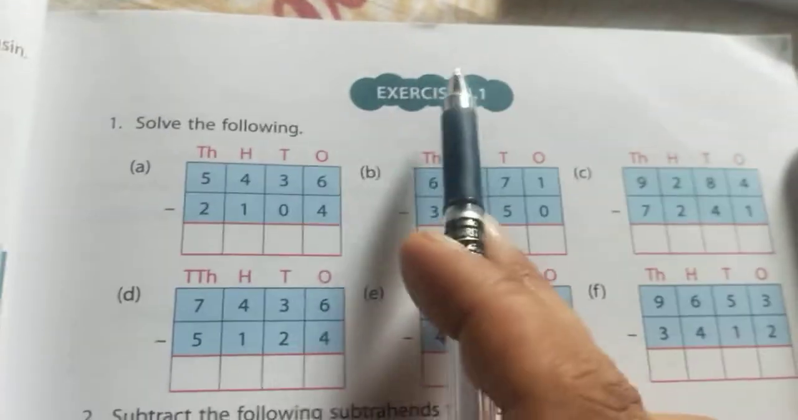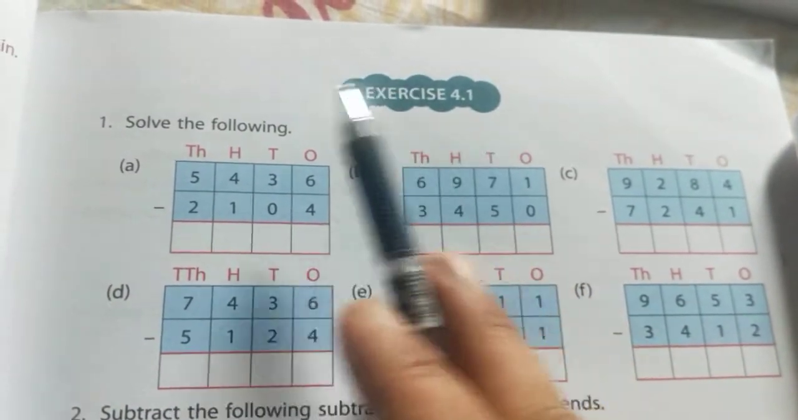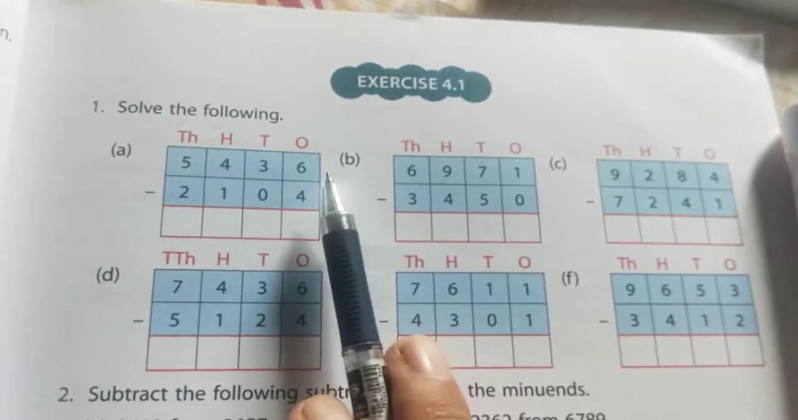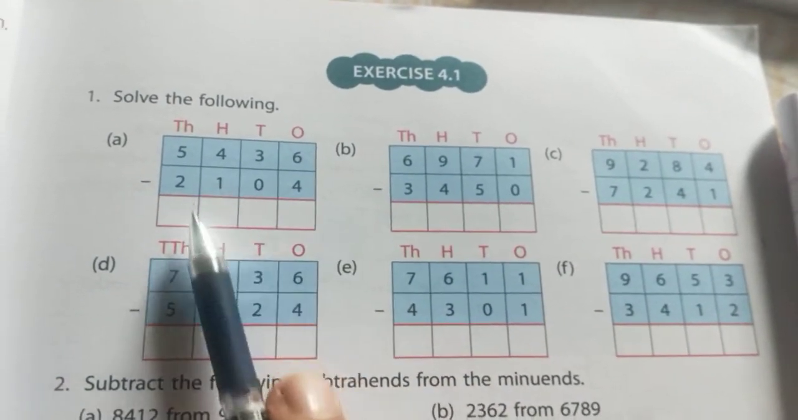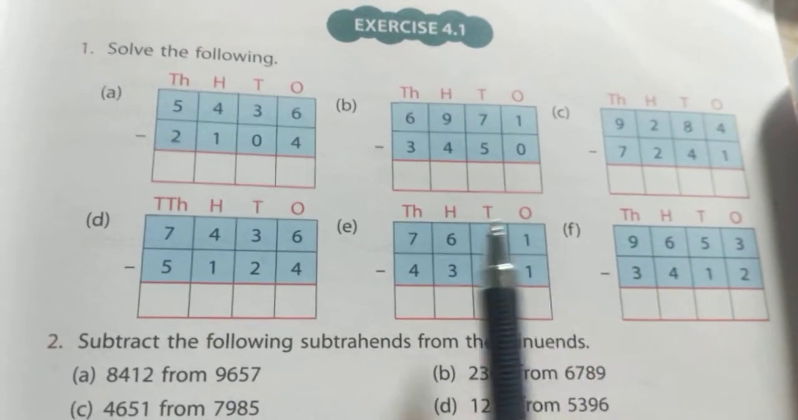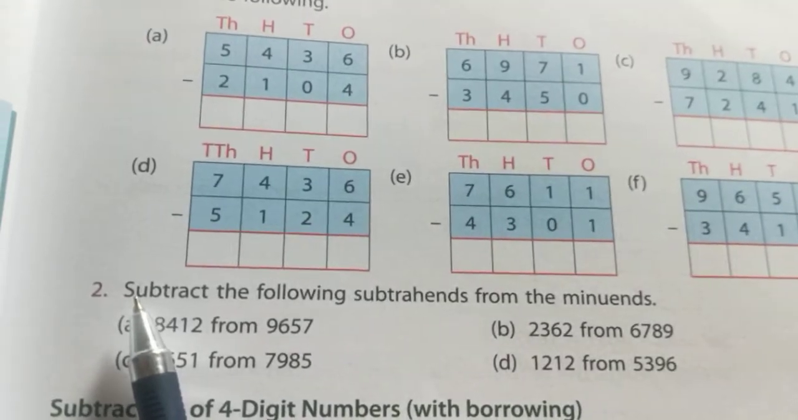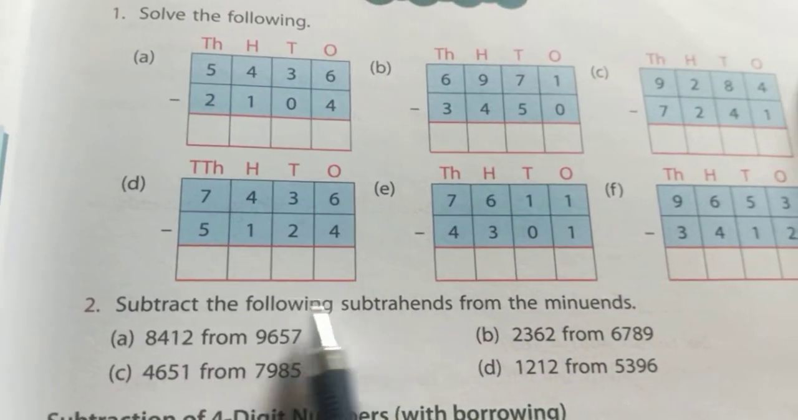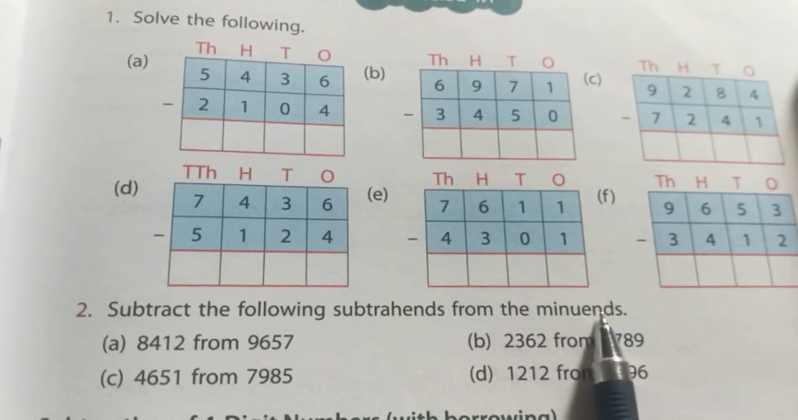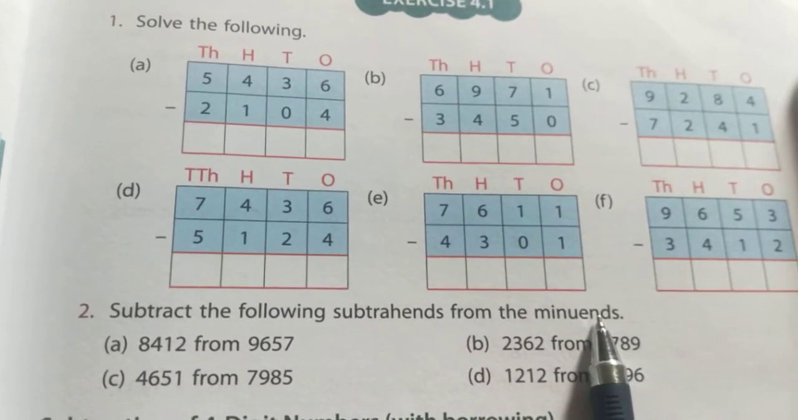Now if you go to the next page, which has exercise 4.1, question number 1, you don't have to borrow over here. You simply subtract these numbers. You are going to do this in your book itself. Now in question number 2, they are asking to subtract the following subtrahends from the minuends.